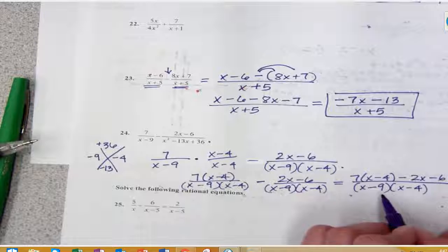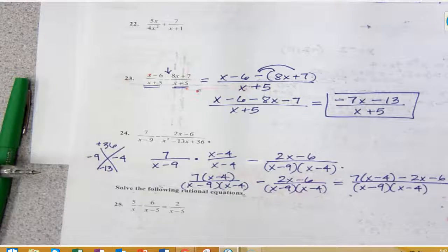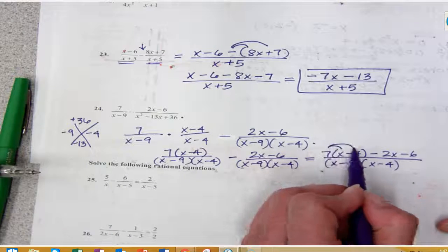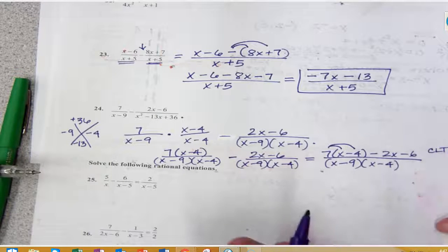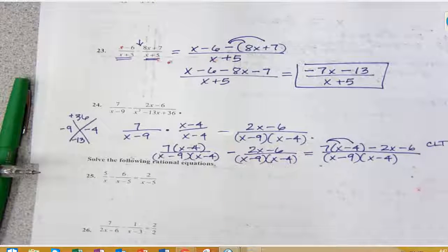Now when I work this out, maybe you guys can work that out and see if you get the right answer. Distribute this, then combine your like terms, and see what you find. All right, that's it for this section.